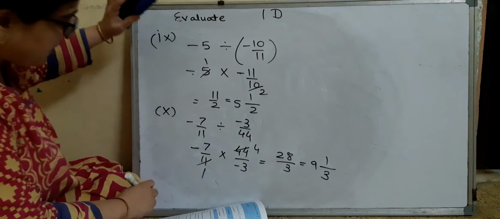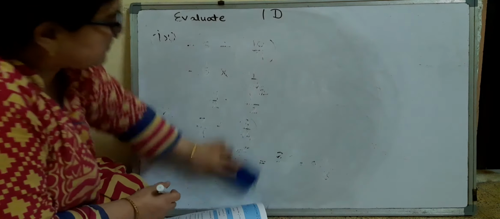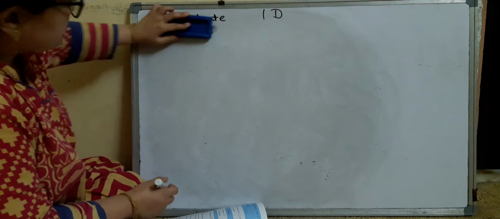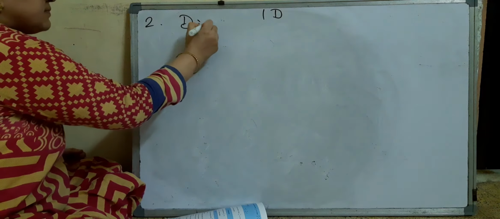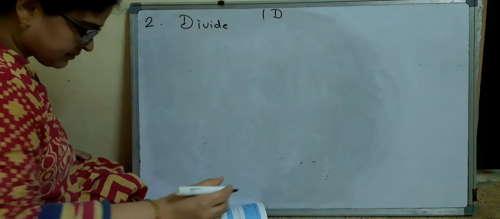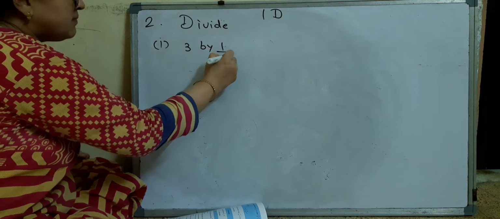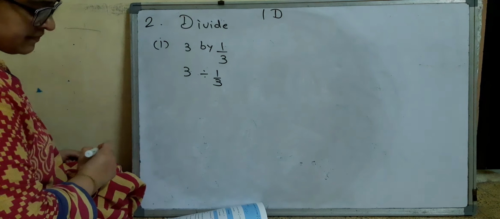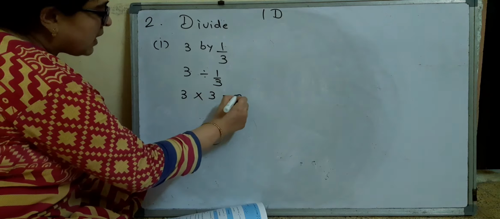Now the first question is completed. Now move on to the second question. Second is divide. First one, 3 divided by 1 upon 3. So 3 multiplied by the reciprocal of 1 upon 3, which is 3. Answer is 9.